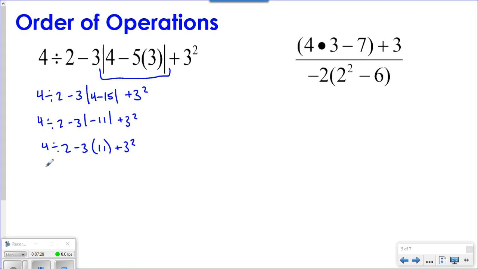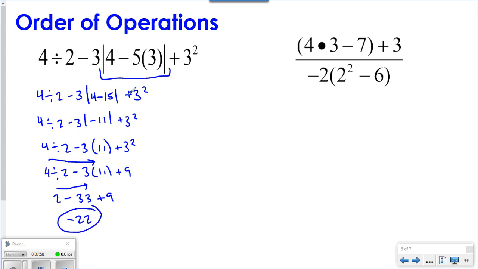Now we move on to our next step. We have exponents, and I do have an exponent on the end. So we have this plus 9. Now we move on to multiplication and division. And again, it doesn't matter whether you're doing multiplication or division first, as long as you're moving from left to right. So first we have this 4 divided by 2, which is 2. 3 times 11 is 33, plus 9. Then again, we just move left to right. And when we simplify that, our final answer is negative 22.